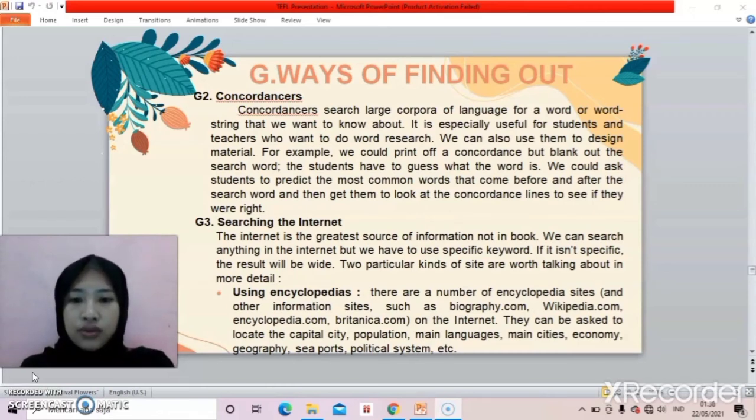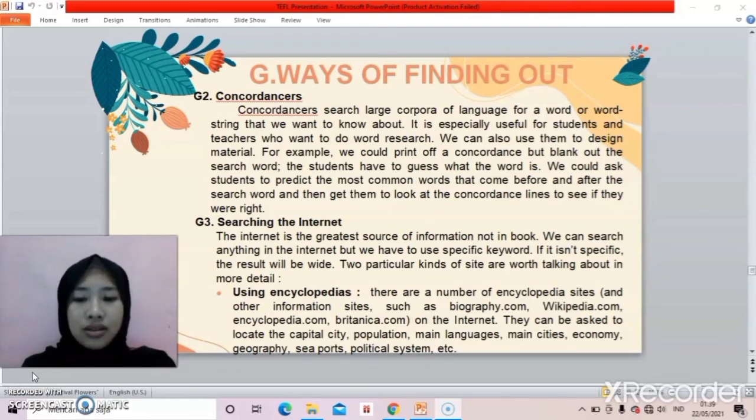Number two, concordance search. Large corpora let us look for a word and word strings that we want to know about. It is especially useful for students and teachers who want to do word research. We can also use it to design material. For example, we could print off a concordance but blank out the search word. The students have to guess what the word is.